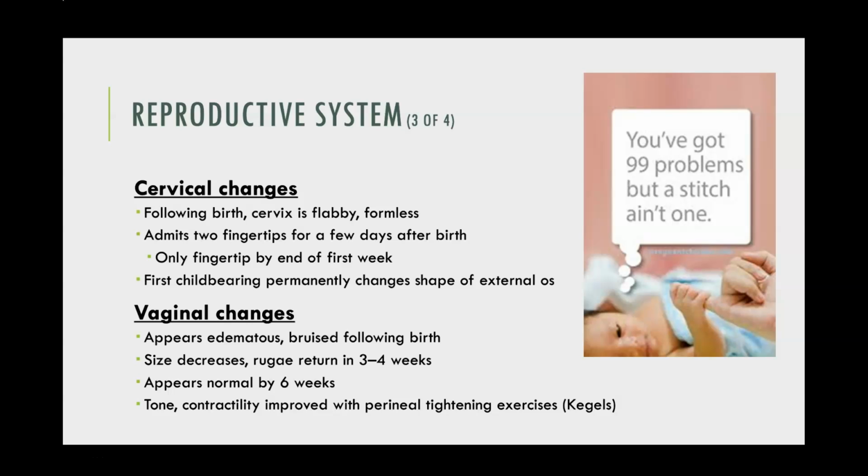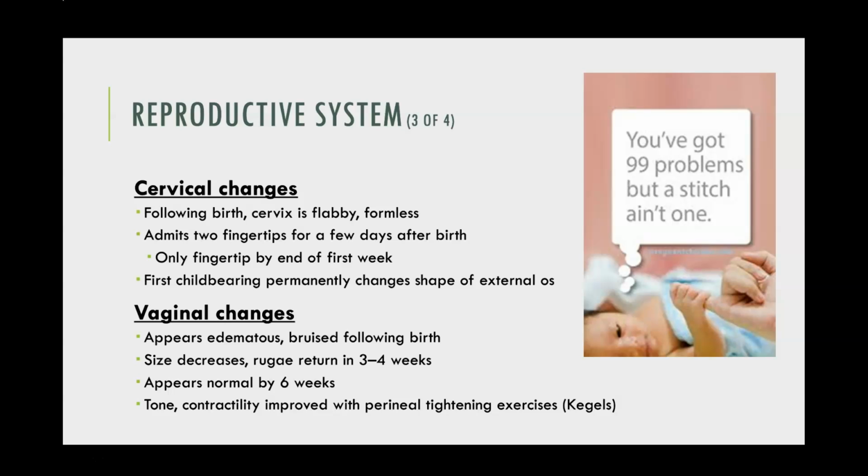From a vaginal standpoint, you may see that the vaginal tissues appear very edematous. They may look bruised following birth. You will find that the size will decrease and rugae will start to return in about 3 to 4 weeks. By 6 weeks, the vagina should appear to be back to its normal state.